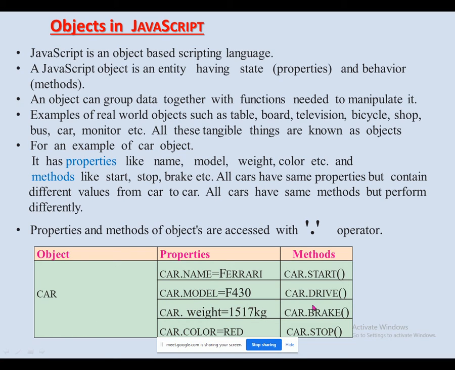Just remember this example, and now we'll shift to the real object from JavaScript. So in these slides, what is an object? An object is an entity or anything which has some properties and methods, and methods are nothing but functions.